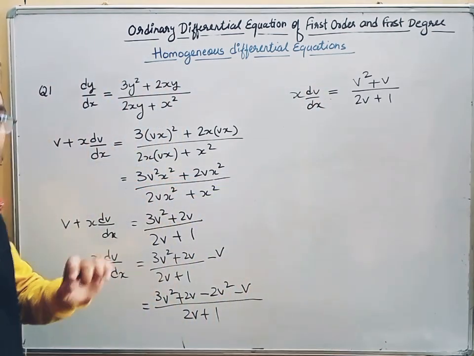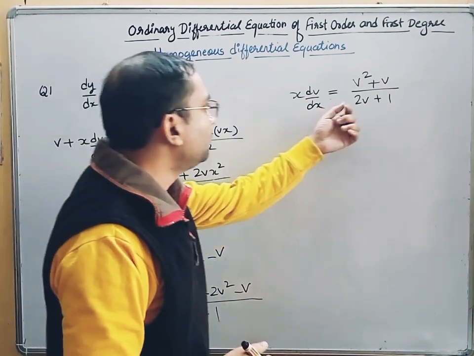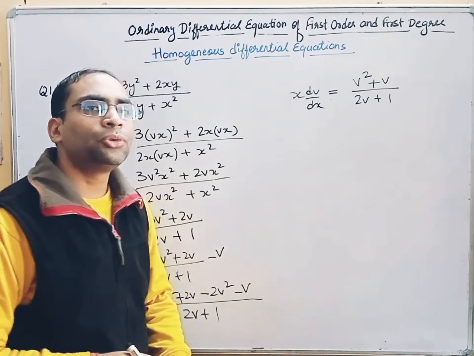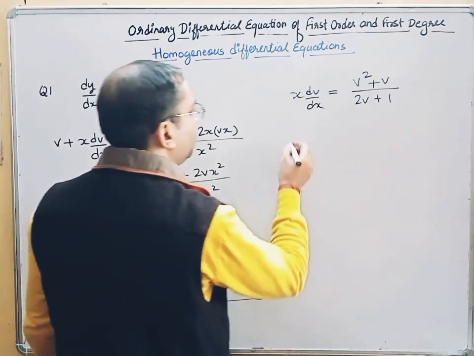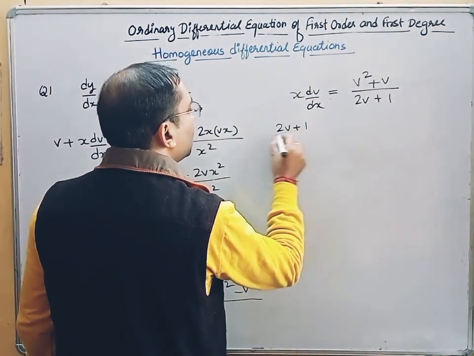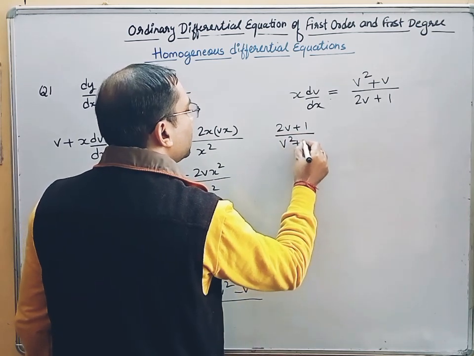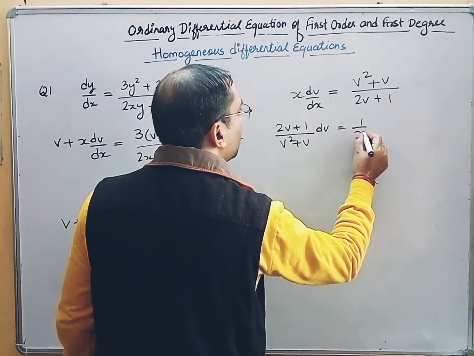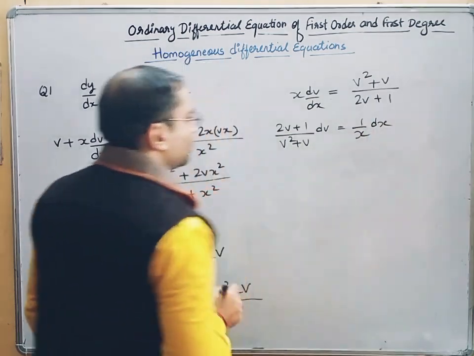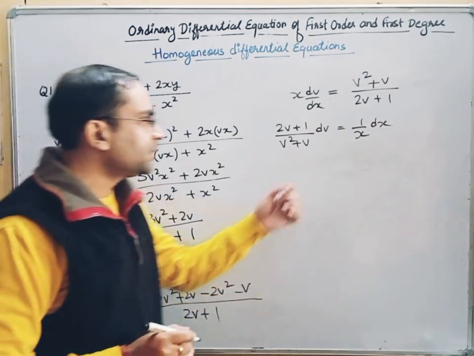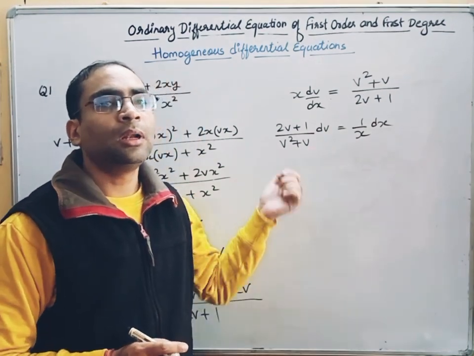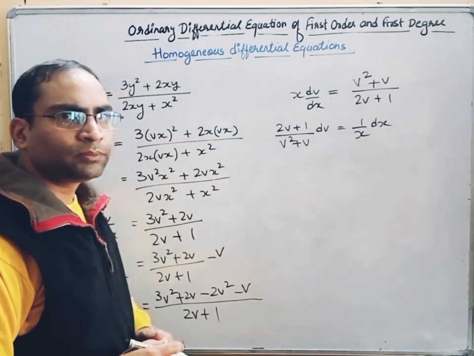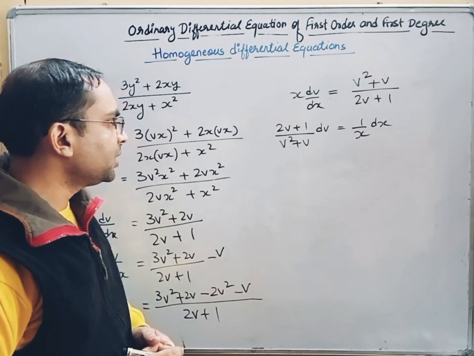Now we'll try to separate the variables. We'll bring all v's and dv to the left hand side and x and dx to the right hand side, as we used to do in the variable separable format. So this will be 2v plus 1 upon v square plus v with dv, and on the right hand side this is 1 upon x with dx. So now we can see that this is a variable separable format. So we can solve this just by integrating on both sides.